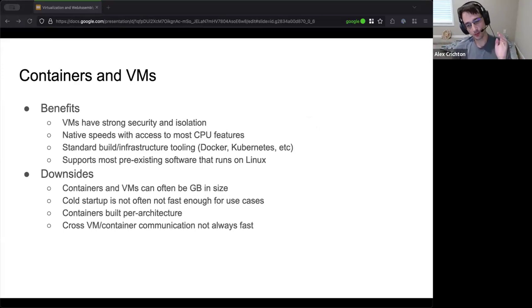One of the main benefits of containers and VMs, primarily virtual machines, is that they have a very, very strong security story. They're very, very widely used for running untrusted code. This is just like Google Cloud, Amazon Cloud, Azure, all the cloud providers, everyone runs virtual machines. And the really nice thing about this is that they actually run all native code at native speeds, because you run directly on a CPU, you get all the CPU features you need, or at least most of them you need for speed.